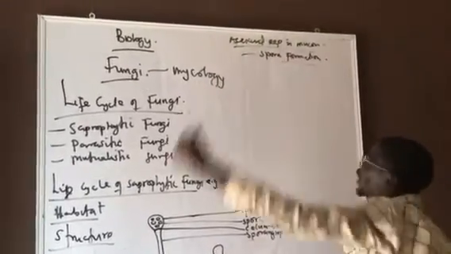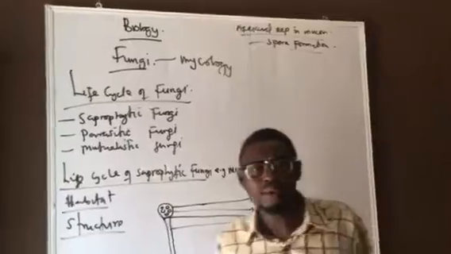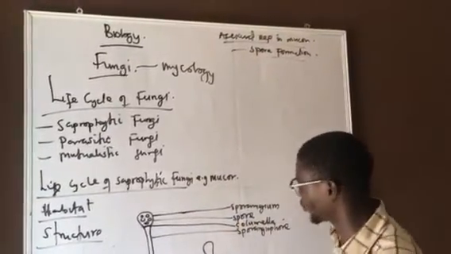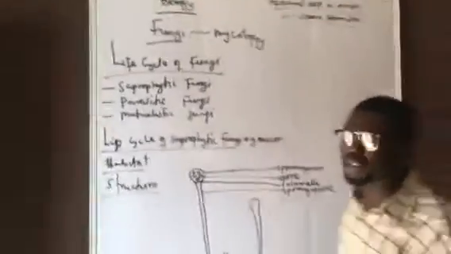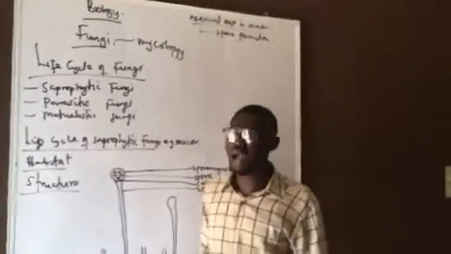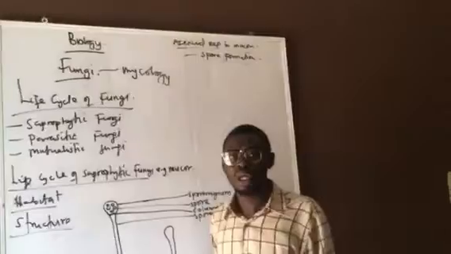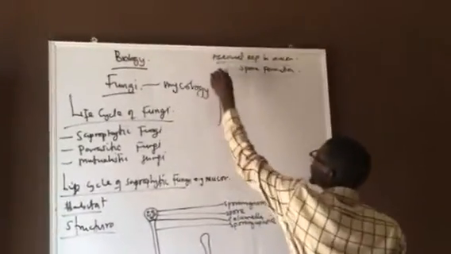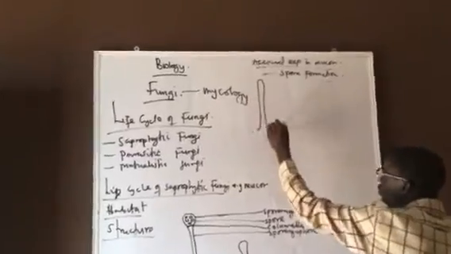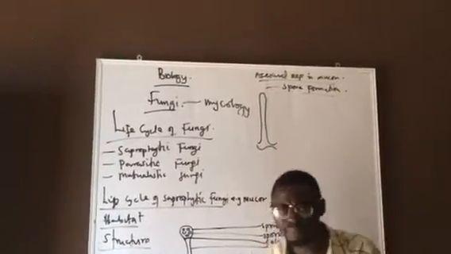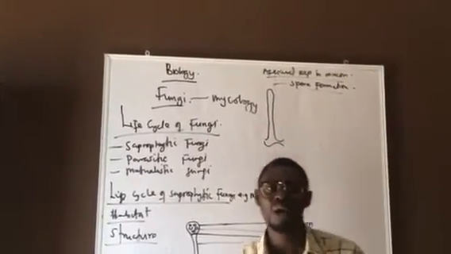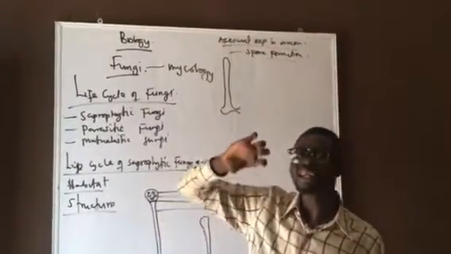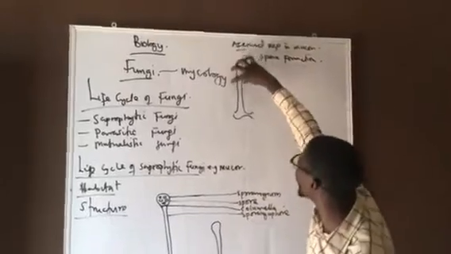So when we have asexual reproduction, we have just one single mucor. How do we have asexual reproduction? The first thing is the development of hyphae. A hypha will develop from the substrate and grow into the air, bearing a single sporangium.